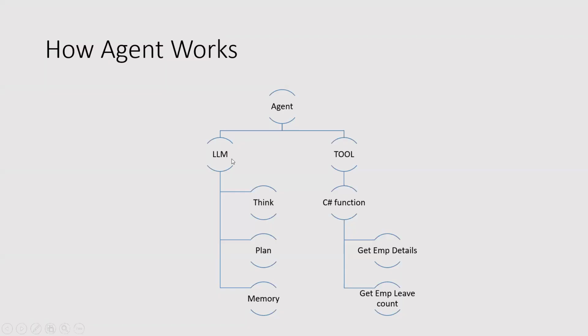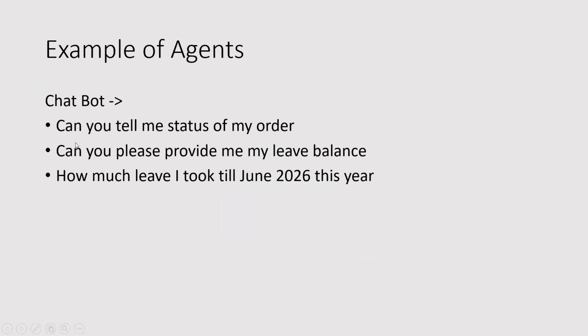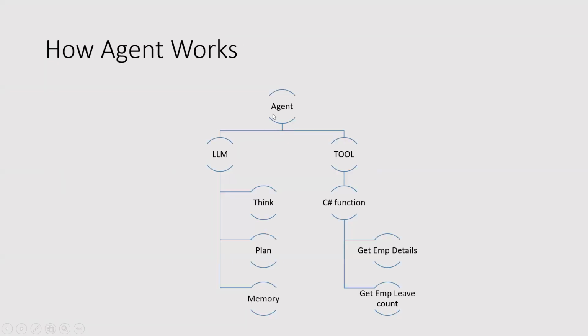Whatever the user query is, the agent talks to the LLM first. Let me take this query: can you tell me the status of my order? First, this query goes to the LLM, and these are reasoning models. To make our agent work proactively, we have to communicate with reasoning models, not a text generation model or an image model. What are reasoning models? Reasoning models can understand what the user is asking.